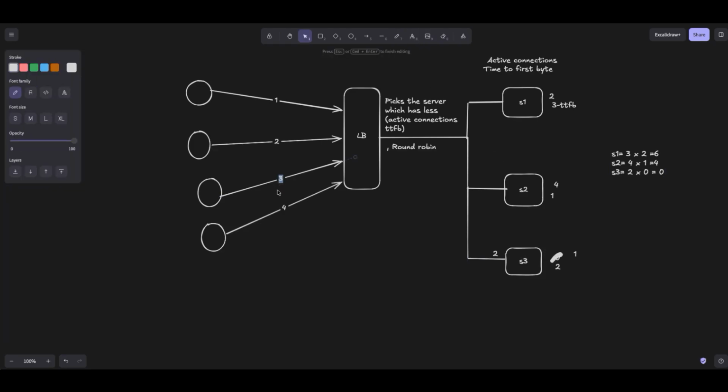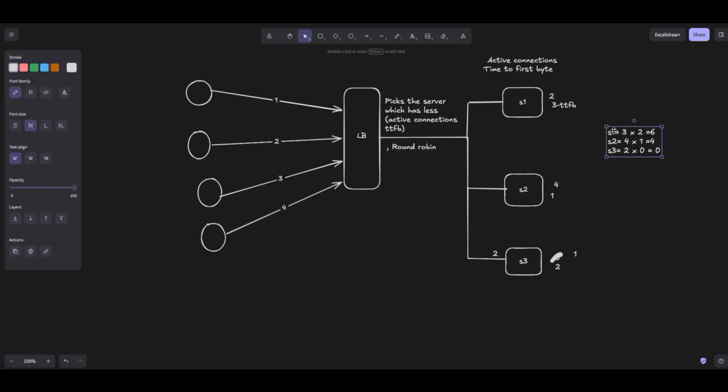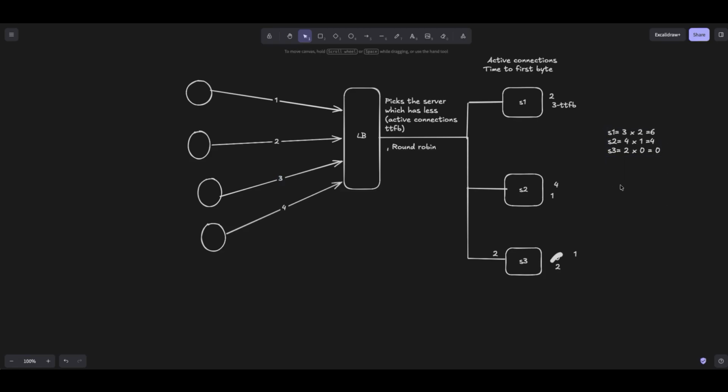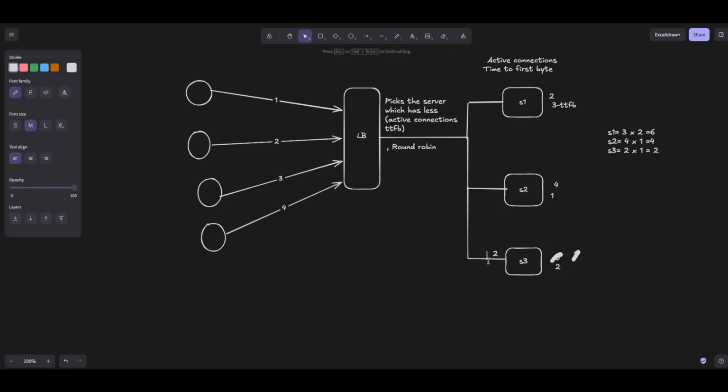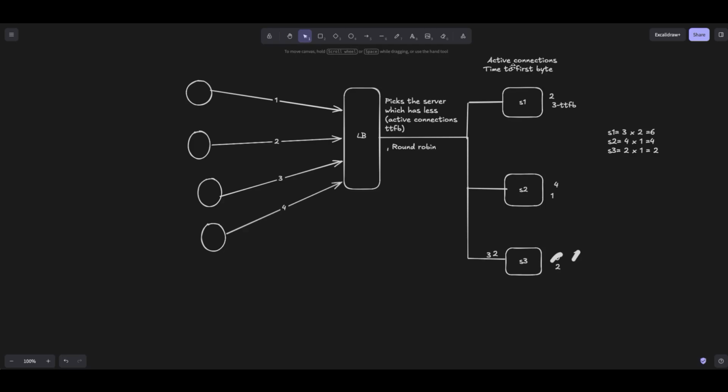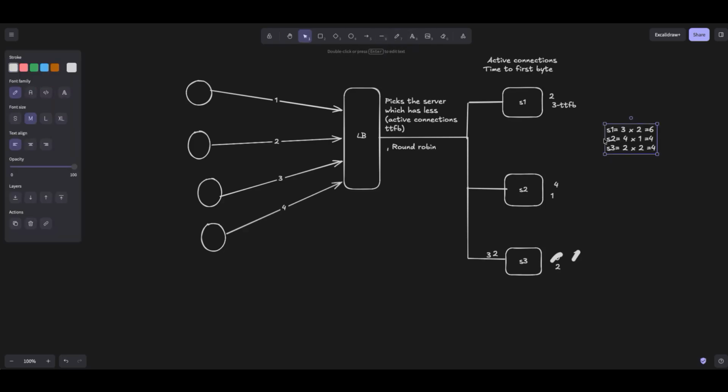Now the third client request comes. Then again this calculation will happen. For server 1, we still have the same 6. For server 2, we still have the same 4. Now for server 3, we have one active connection, so it will become 2. But for client 3, since it's less than both of the above, it will also be served by server 3. Now what is happening? Server 2 and server 3 are clashing. What was the fallback algorithm to use?